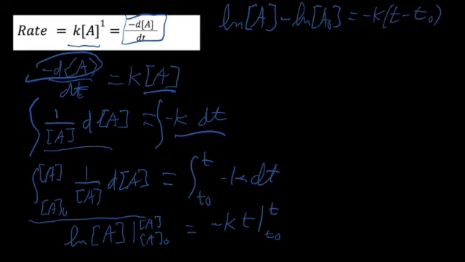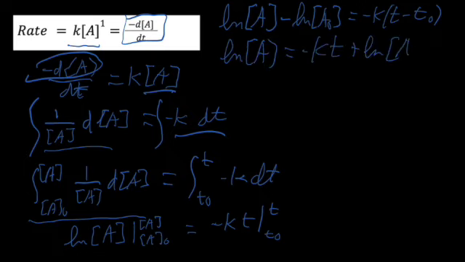And so again, we can say that t naught is equal to 0 because it's the starting time. And so rearranging this, what we have is that the natural log of A equals negative kt plus the natural log of A naught. I'm sorry, the naught should be outside of that natural log. And so what you have here is the integrated rate law for a first order reaction.